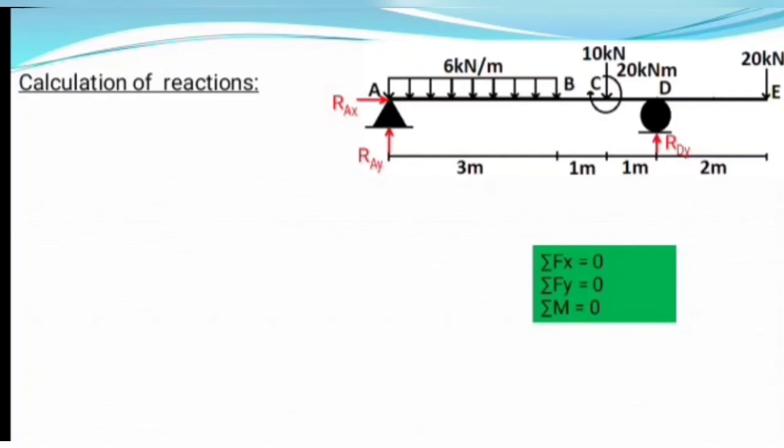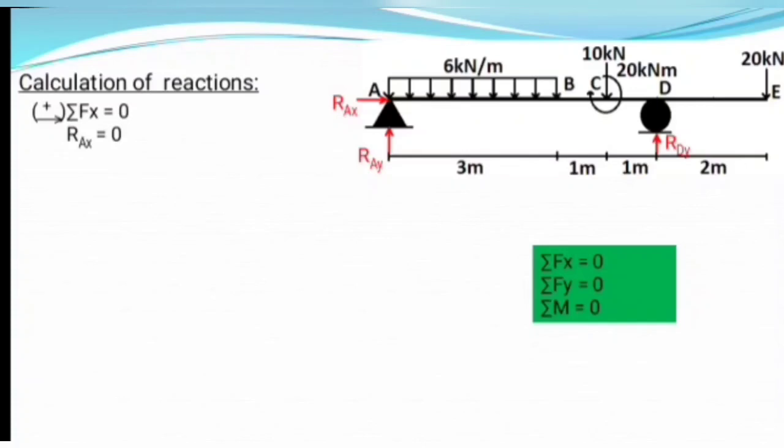First, we are going to calculate the horizontal reaction Rax at point A. For the calculation of Rax, we are using the first equation of static equilibrium, which is summation of all horizontal forces in the beam equals to 0. But in the figure, we see that the only horizontal force in the beam is Rax. So we obtain Rax equals to 0, which means there is no horizontal reaction at point A.